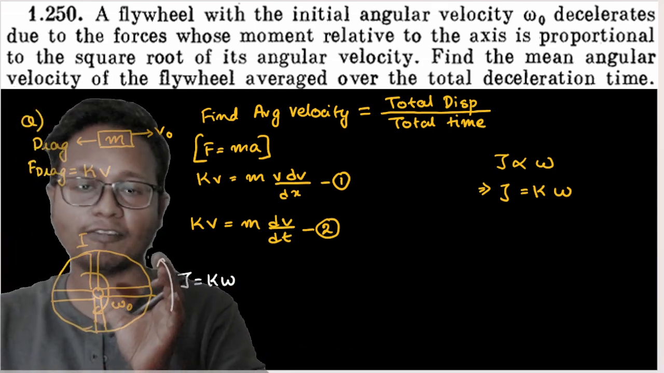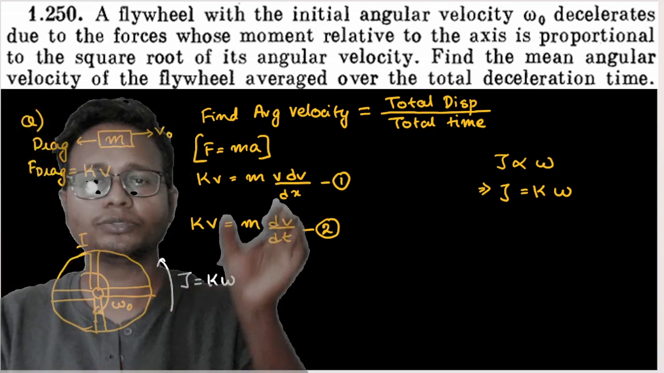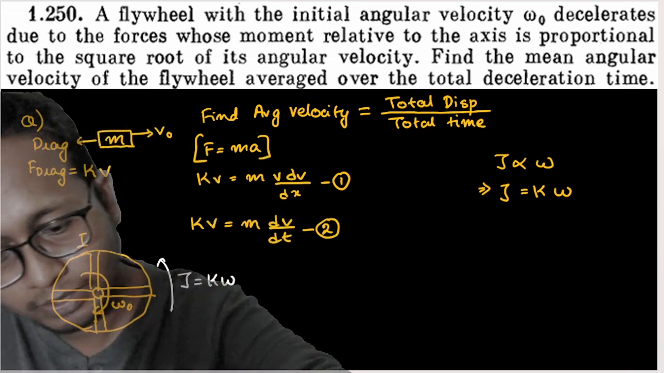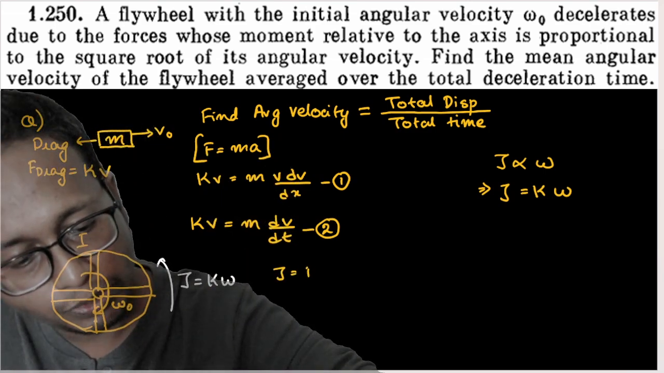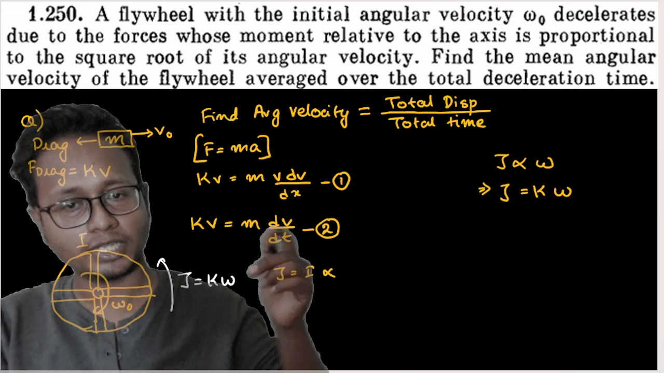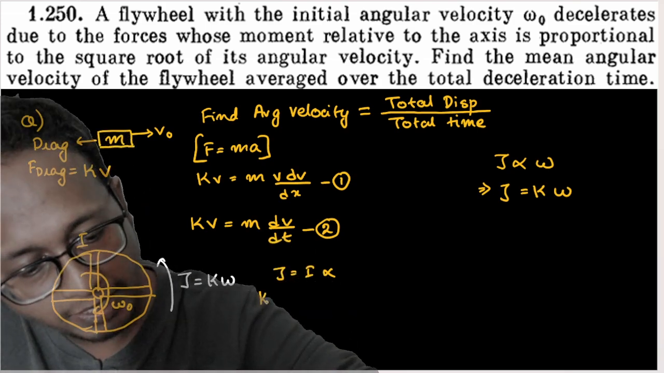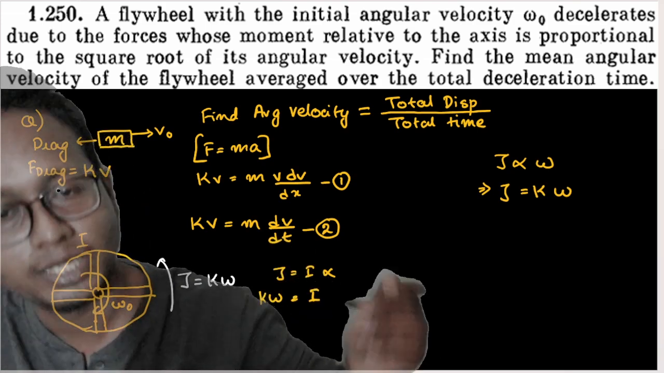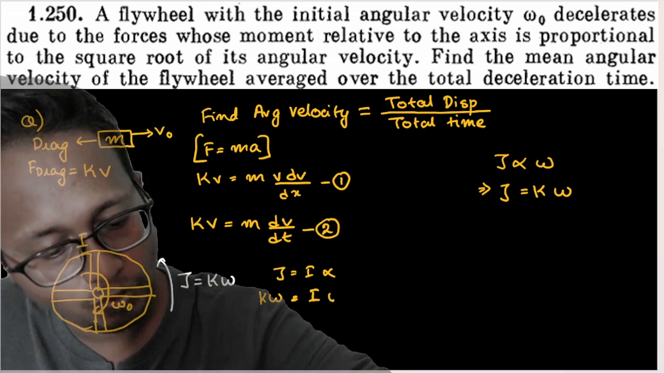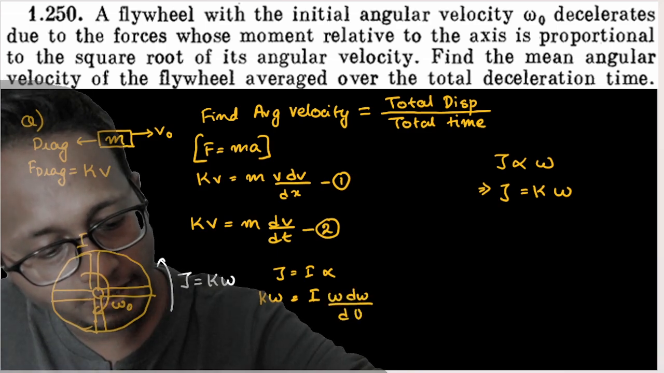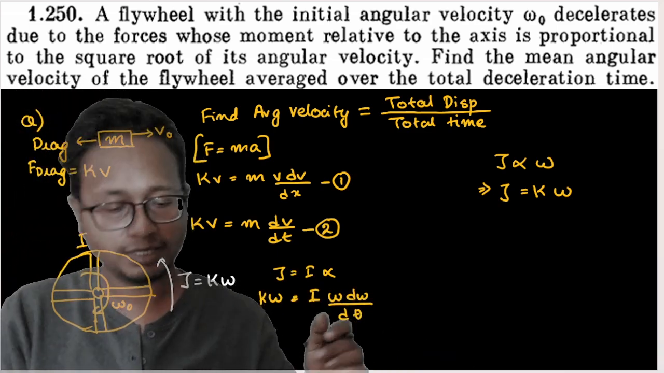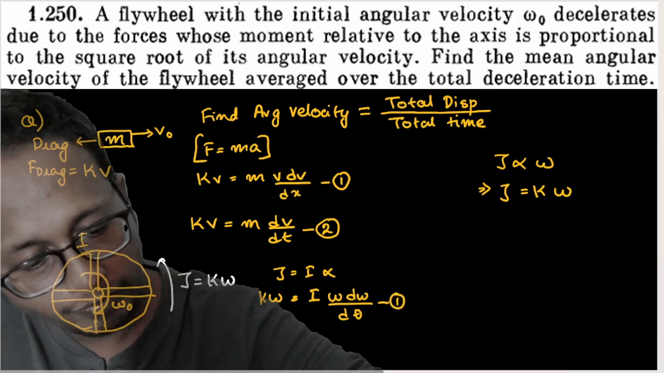We need to find out the average angular velocity till it stops. So a similar kind of approach will be followed here. Torque is equal to I alpha. What is the value of torque? Torque is given as K into omega, which equals I into angular acceleration, which can be written as omega d omega by d theta. But d theta is the total angular displacement, isn't it? So this is equation 1.